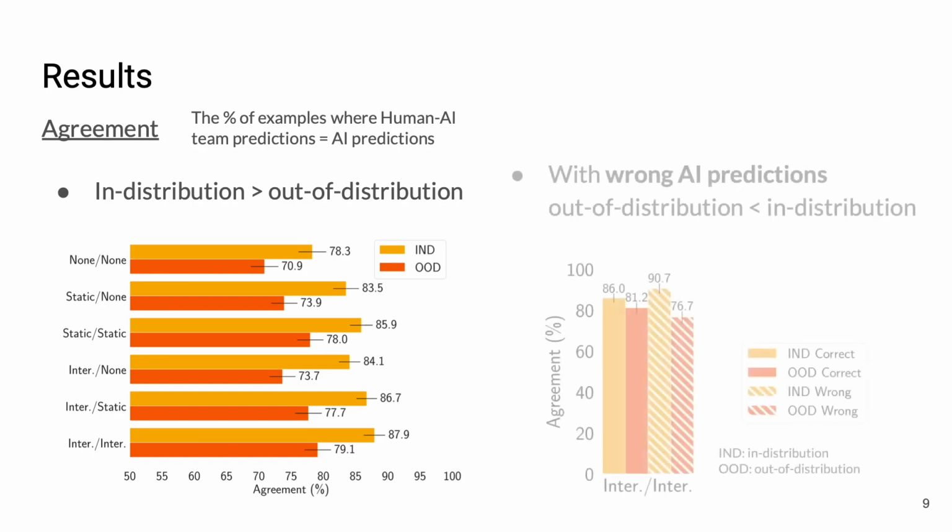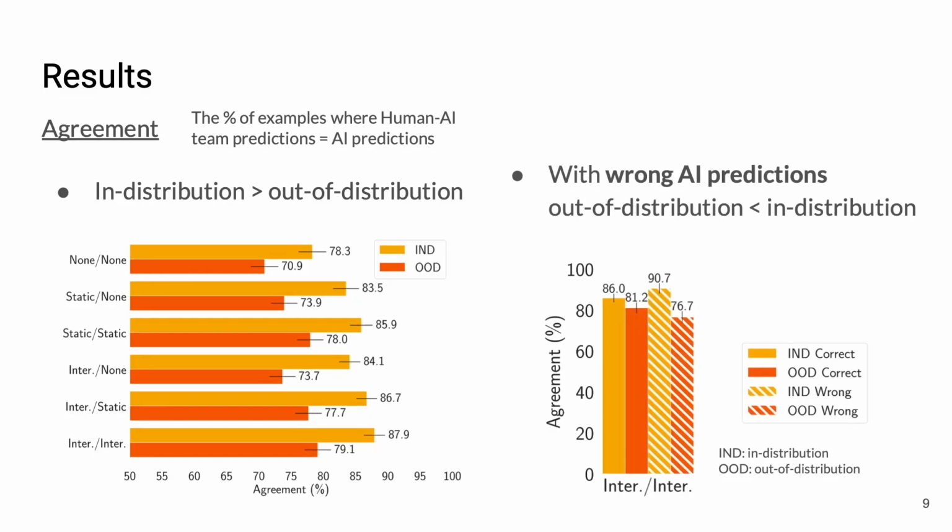Interestingly, agreement with wrong AI predictions is lower for out-of-distribution examples than for in-distribution examples. This can be observed from the striped bars. The yellow striped bar tells us for all in-distribution examples where AI makes a wrong prediction, human AI teams make the same mistake 91.7% of the time, even higher than the 86% agreement in the correct prediction case.